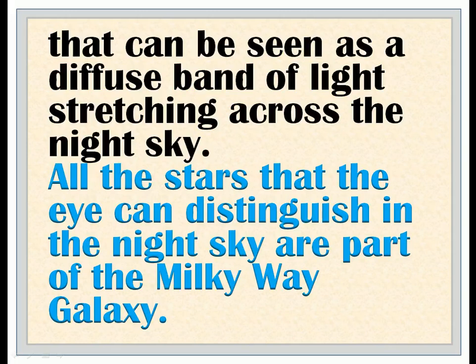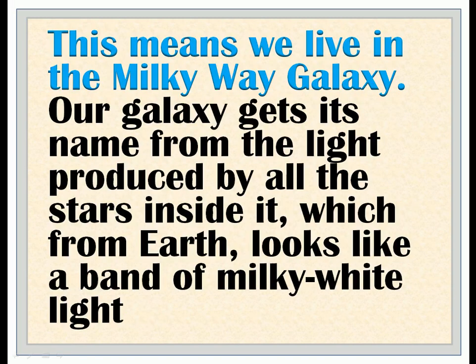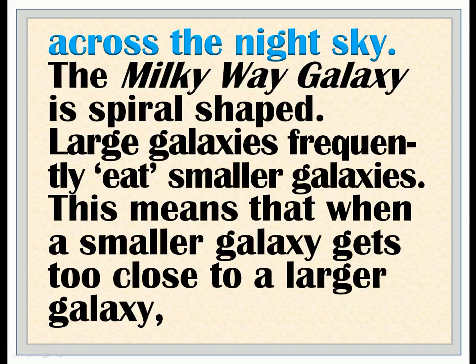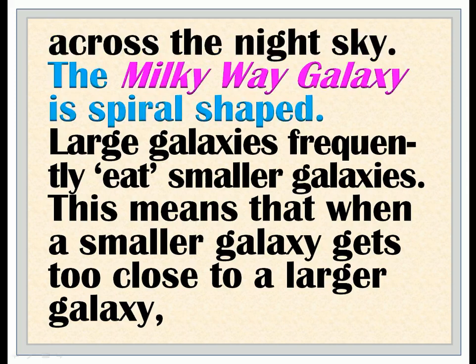All the stars that the eye can distinguish in the night sky are part of the Milky Way galaxy. This means we live in the Milky Way galaxy. Our galaxy gets its name from the light produced by all the stars inside it, which from Earth looks like a band of milky white light across the night sky. The Milky Way galaxy is spiral-shaped.